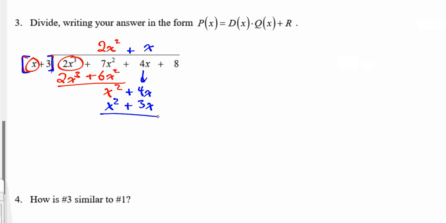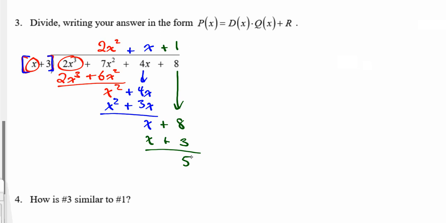And again, subtract. X squareds cancel out. Perfect. That's what I want to see. 4x minus 3x is just x. Bring down the 8. And repeat. X goes into x one time. Multiply that to the divisor, and I get x plus 3. Subtract, and I get 5 as the remainder.